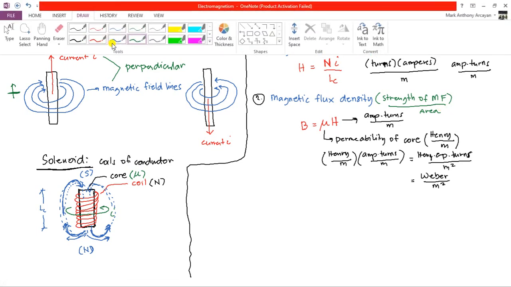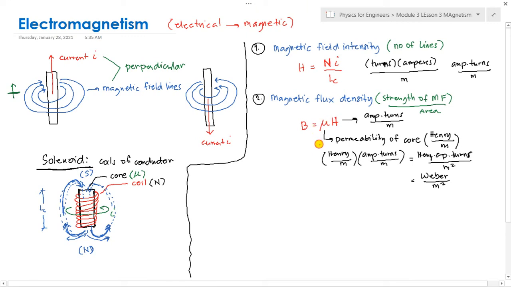So let's focus again on permeability. Since permeability is associated with the type of material that composes our core, there are several parameters, but don't worry, it is not complicated. Let's start with what if our solenoid has no core. Meaning what is there is air. So that is free space. So we call it the permeability of free space.